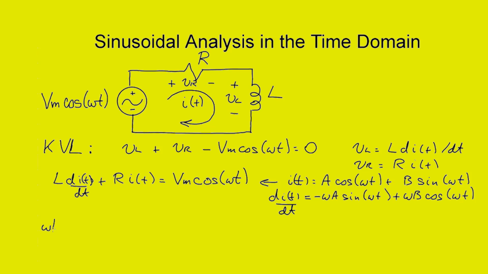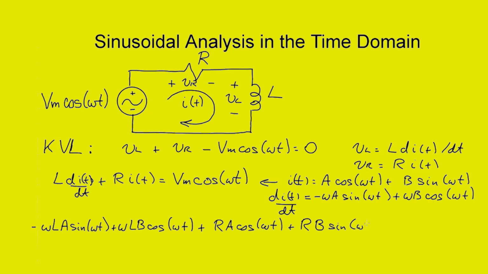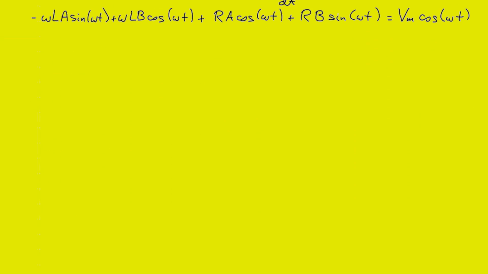We can now substitute those terms back into the equation, and that's going to lead to this rather large equation where we'll have minus omega L times A sine omega t, plus omega L B cosine omega t, plus R times A cosine of omega t, plus R times B sine omega t, all equals our applied voltage Vm cosine omega t.